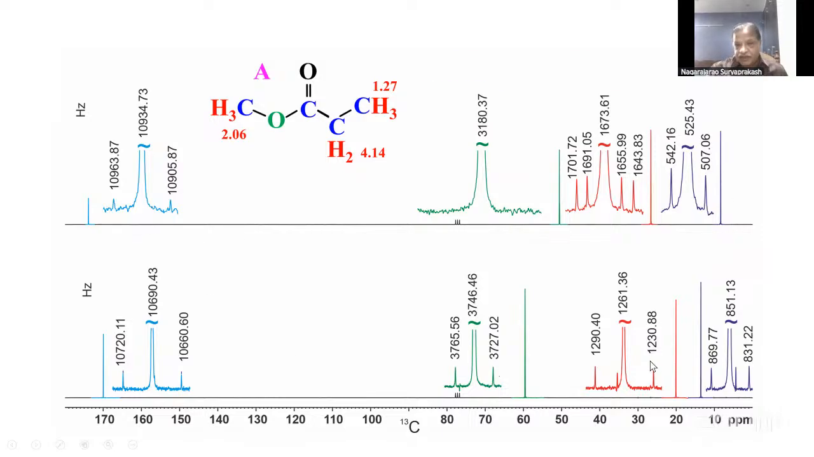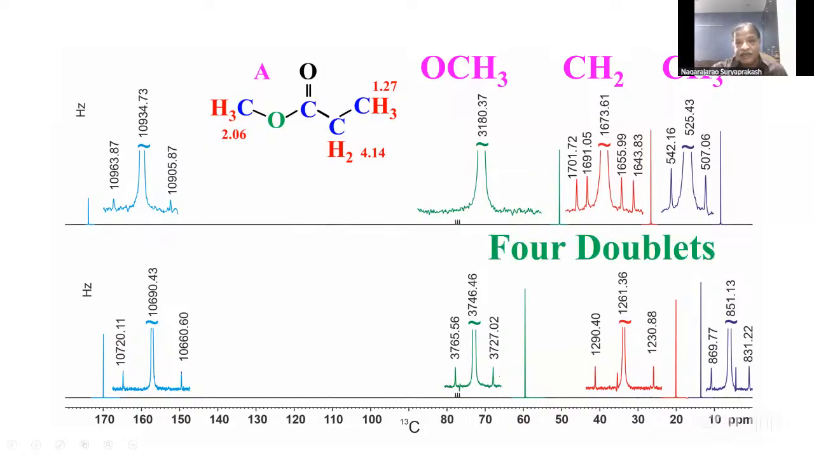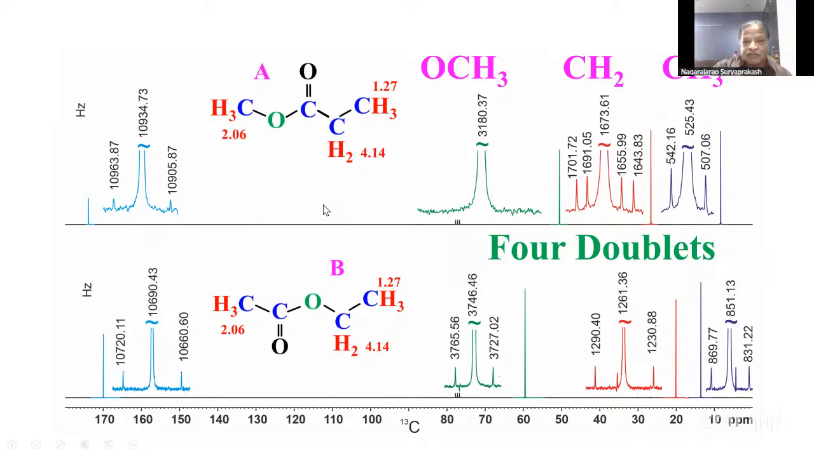Come to this one. You have 4 different doublets, because this will become a doublet, this will become a doublet, this is a doublet, and this is a doublet. So I can identify from a simple 1-dimensional carbon spectrum whether it is this isomer or this isomer. Mind you, it's a very, very time-consuming experiment. Don't try to do that. If you go to any NMR lab and say, I want 1 day to do this experiment, they will not give you. You have to do a different experiment. But for showing purposes, I'm explaining how we can resolve this.